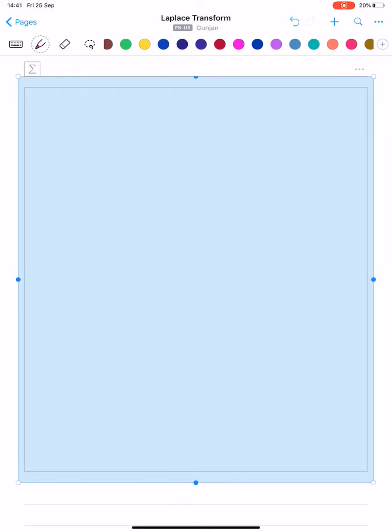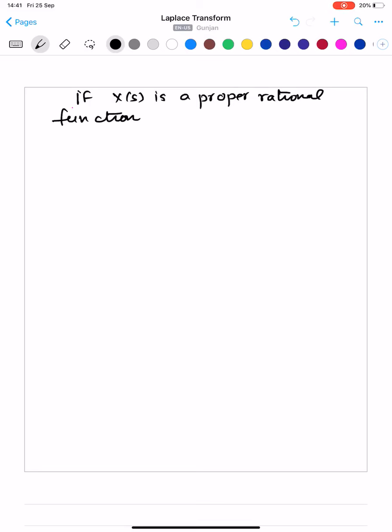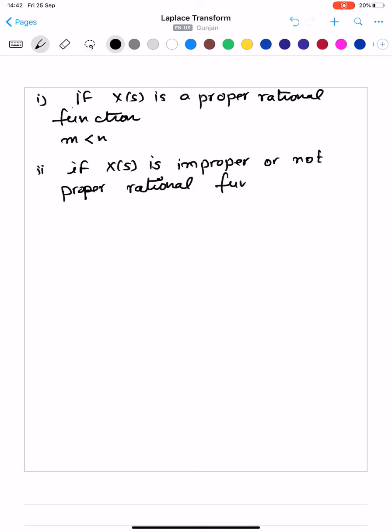Now, if X(s) is a proper rational function, then m is always less than n. If X(s) is improper, or not a proper rational function, then m is greater than or equal to n.